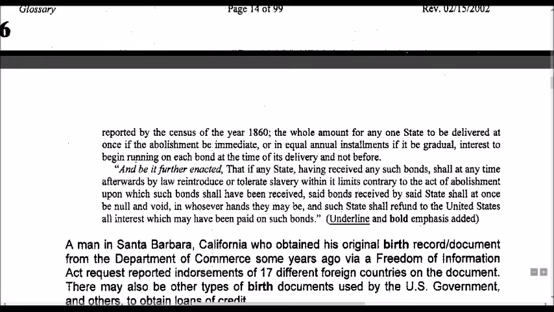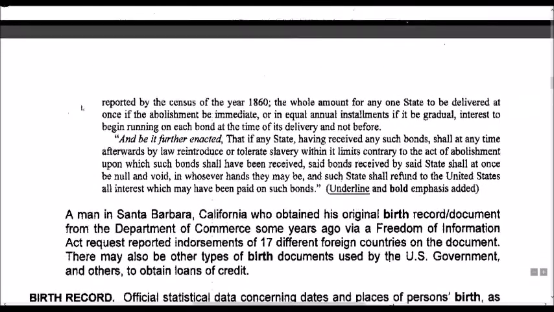Interest to begin running on each bond at the time of its delivery and not before. And be it further enacted that if any state, having received any such bonds, shall at any time afterwards by law reintroduce or tolerate slavery within its limits, contrary to the act of abolishment upon which such bonds shall have been received, said bonds received by said states shall at once be null and void, in whosoever hands they may be, and such state shall refund to the United States all interest which may have been paid on such bonds.